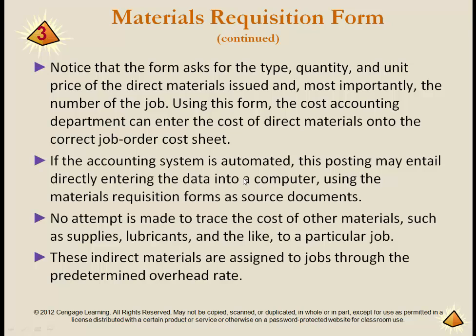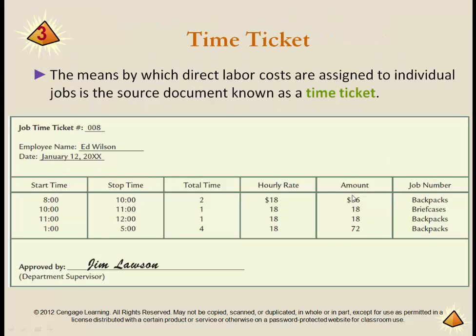And this is the requisition form, and they use this. Typically, in an organization, they might automatically do this within a computerized system, but in a smaller business, you might see this tracked manually. But you notice here where it says no attempt is made to trace the cost of other materials. These are consumables, supplies, lubricants, and the like, to a particular job. These are considered indirect materials, and they'll go through the overhead department.